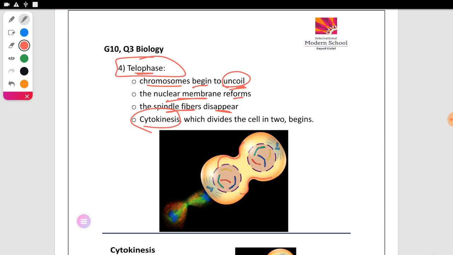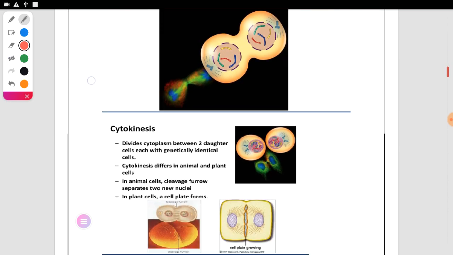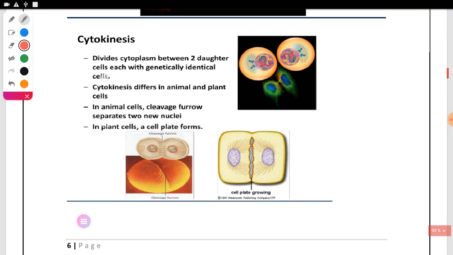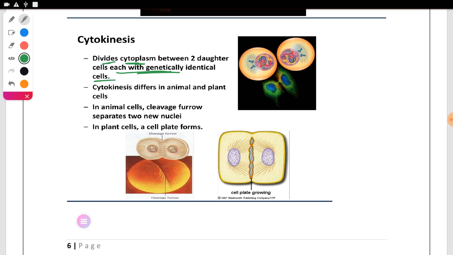Each cell goes in the opposite direction. This is called cytokinesis, which divides the cell into two cells. So here, cytokinesis is the division of the cytoplasm. Don't get confused between cytokinesis and mitosis. Mitosis is the division of the nucleus. Cytokinesis is the division of the cytoplasm between two daughter cells, each with genetically identical cells.